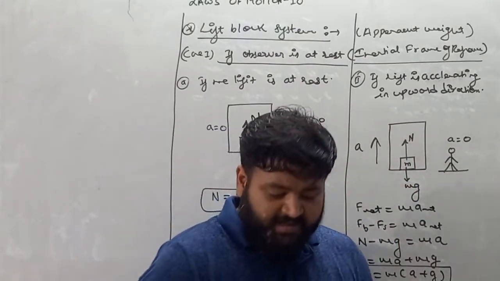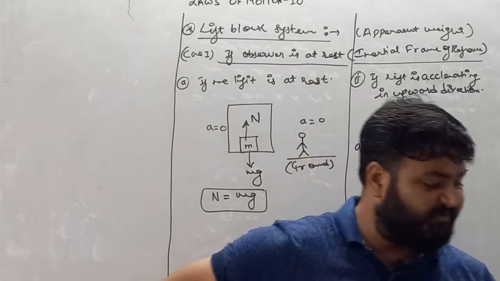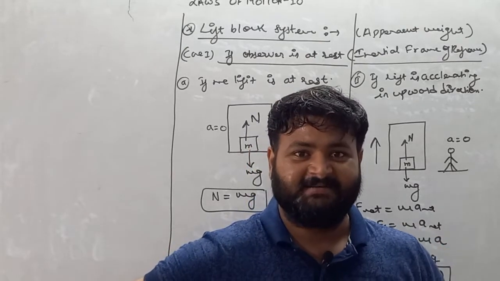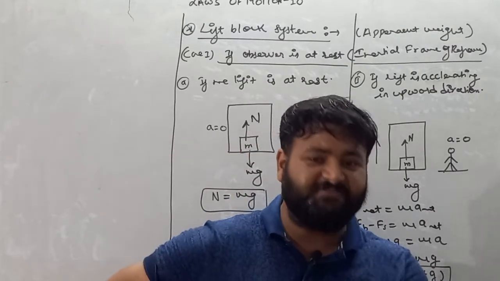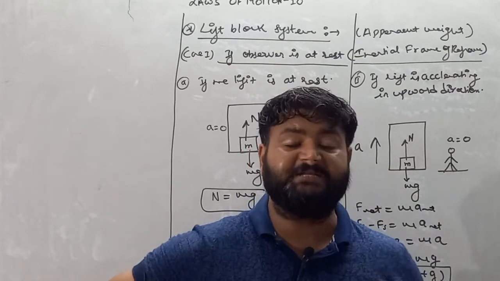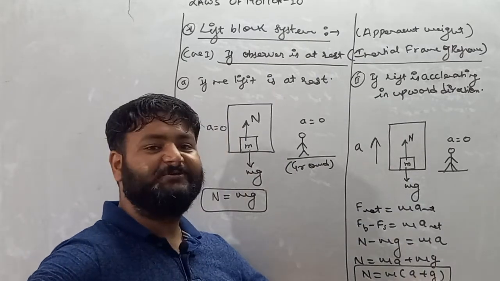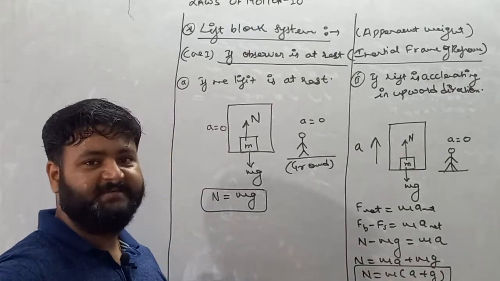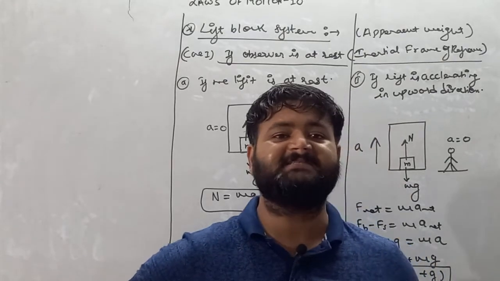Now see, if you have experience in a lift, and the lift is moving upward, my dear student, you feel your weight has increased. This is a practical application. If you are standing in a lift and the lift is moving in the upward direction, you will feel your weight is increasing. Why is the weight increasing? Because acceleration due to gravity is present. So normal equals m times a plus g. That's why if the lift is moving in the upward direction, we feel that our weight is increasing.